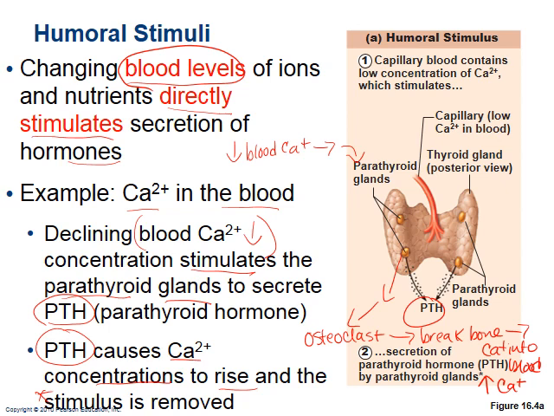So do we see that this is a humoral stimulus? What caused parathyroid hormone to be released? Blood calcium level. It was too low. And then do we also see that this is negative feedback? We started with low blood calcium, we initiated these events, and we end up with high blood calcium.